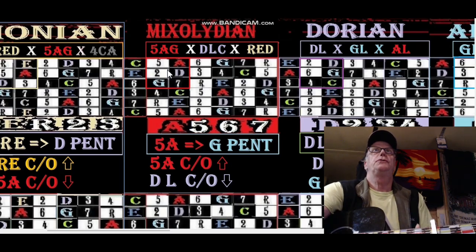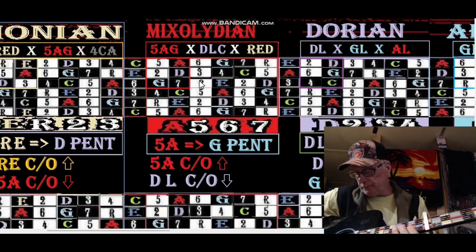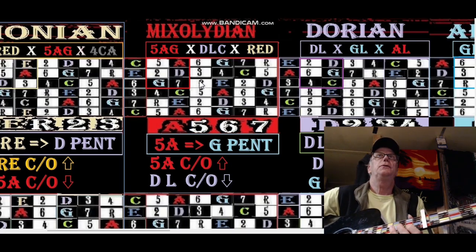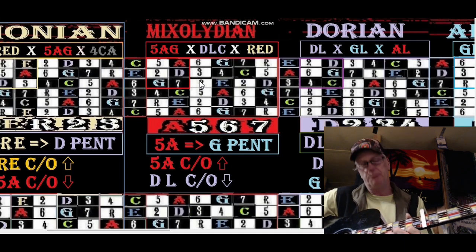So we've got root 2, 3, 5, 6. So we can finish up on this backwards flag shaped thing. Okay, so we got root 2, 3, 5, 6, and way up here.